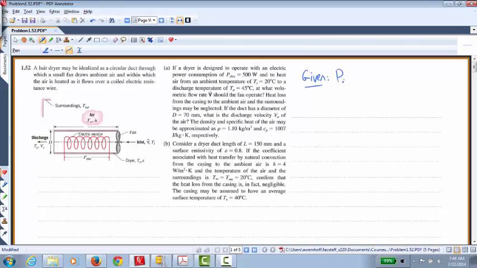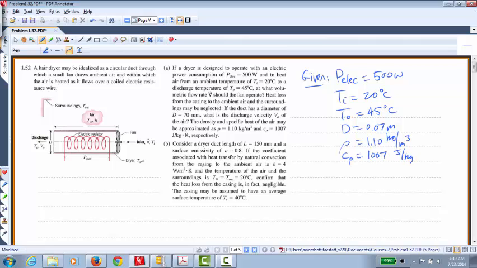Well, what's given is the electric power is 500 watts. The inlet temperature is 20 degrees C. The discharge temperature is 45 degrees C. And if you look further in part A, you see that the duct has a diameter of 70 millimeters, which we'll keep everything in SI units, so we'll say 0.07 meters. And we're given that the density of the air is 1.10 kilograms per cubic meter, and the heat capacity of the air is 1007 joules per kilogram Kelvin.